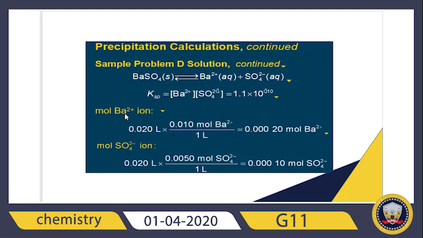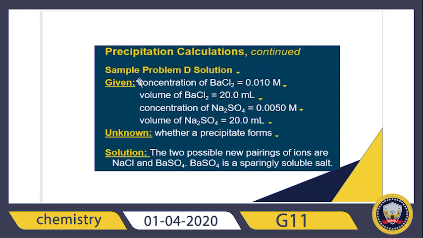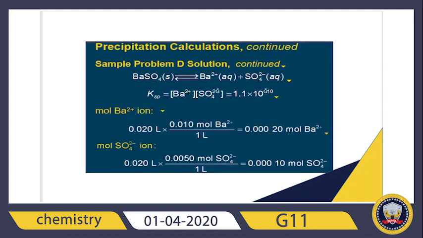Anyway, now, guys, once you write the balanced equation and the KSP expression, we need to find the number of moles of barium and the sulfate ion. Okay, so, guys, we know that here we have the molarity of each of the solution. From the molarity, we can find out the number of moles of the ions that will be released.